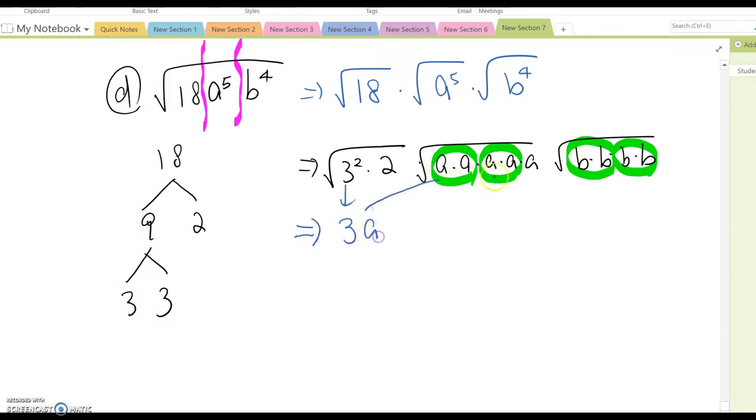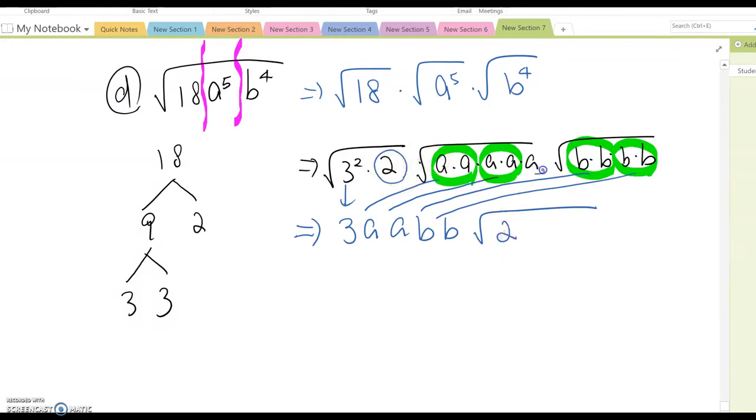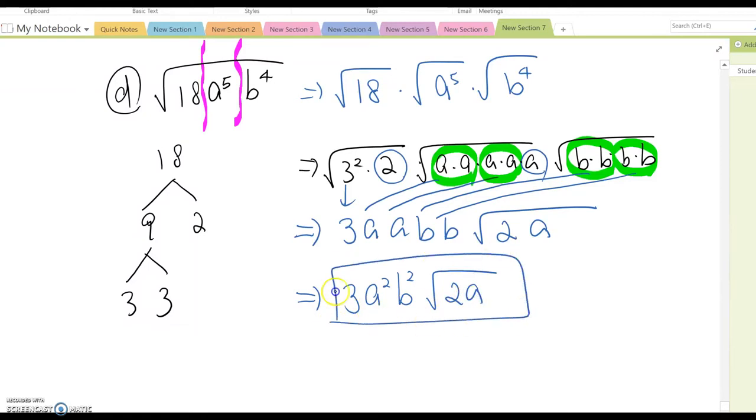Now a and b. Now the square root of the remaining factor, which is 2a. So simplify that, then it becomes 3a squared b squared square root of 2a. That will be the answer.